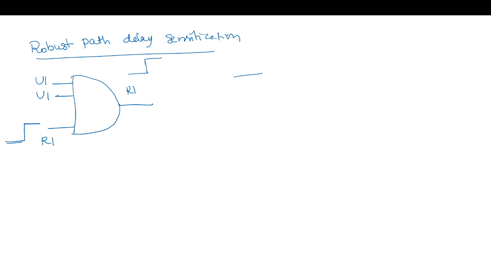Similarly, if we have a falling transition here, then both should be strict 1, like 1, 1, because this is a non-controlling value. So the output will be a falling transition. So these were the two conditions. I'm just summarizing it.